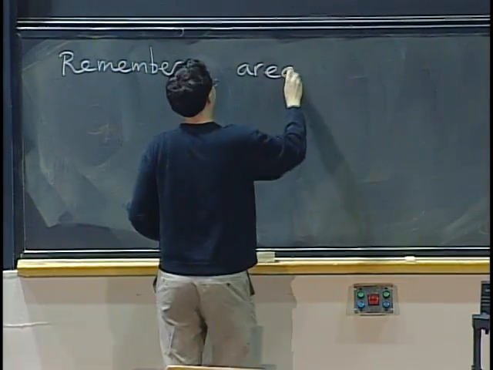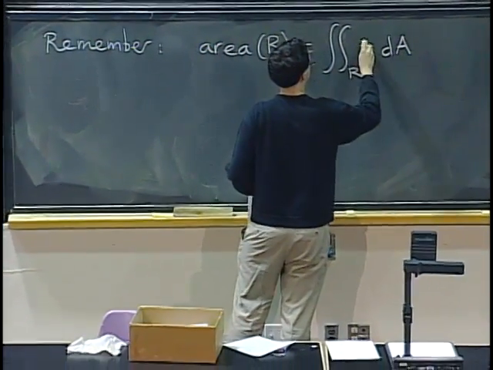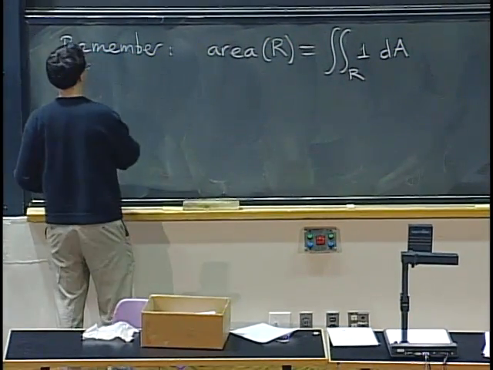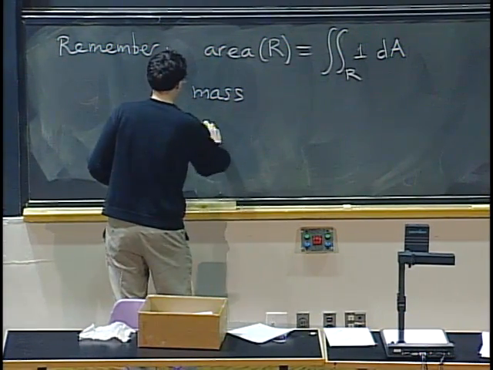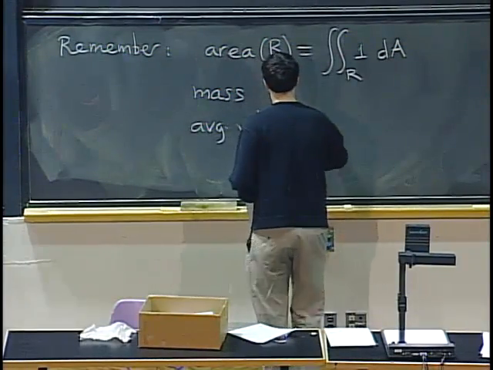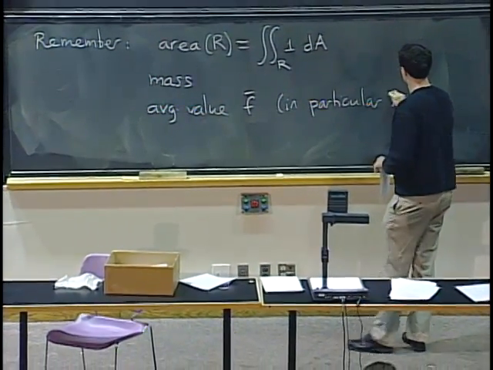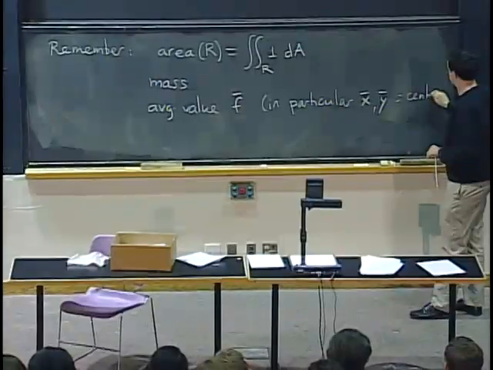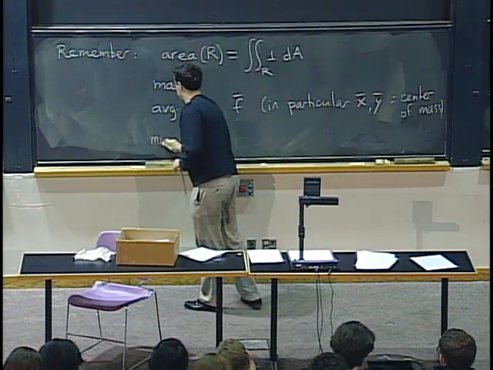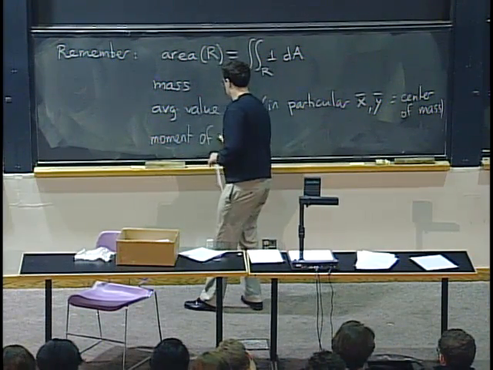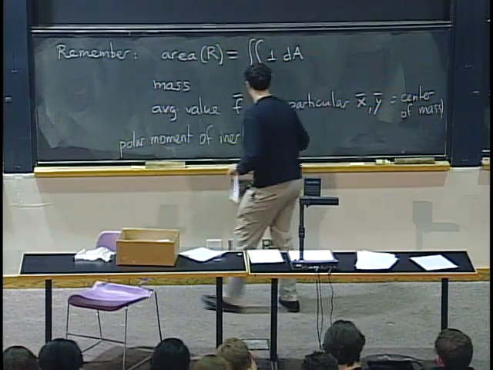So for example, the area of a region is the double integral of just dA. If it helps you, 1 dA if you want. You're integrating the function 1. You have to remember formulas for mass, for the average value of a function, say f bar, in particular x bar, y bar, which is the center of mass, and the moment of inertia, in particular, the polar moment of inertia, which is moment of inertia about the origin.